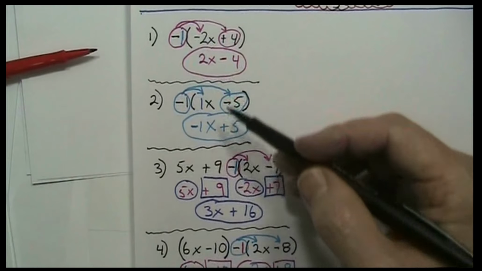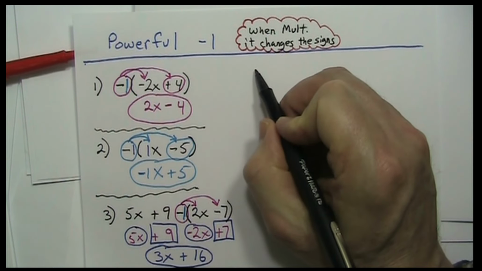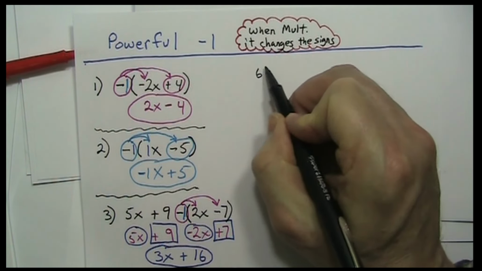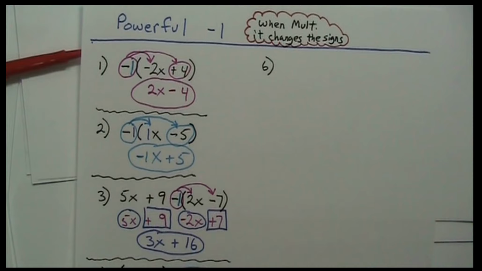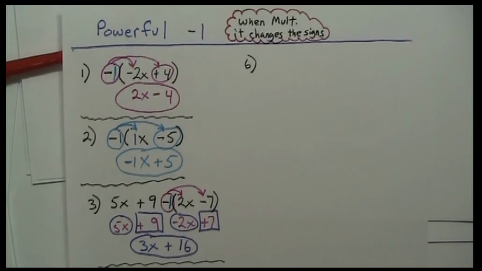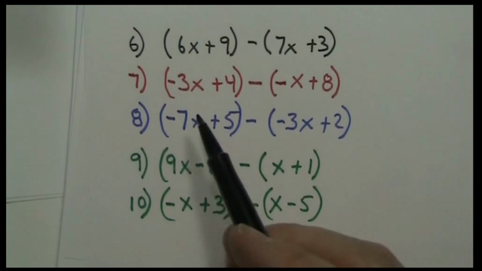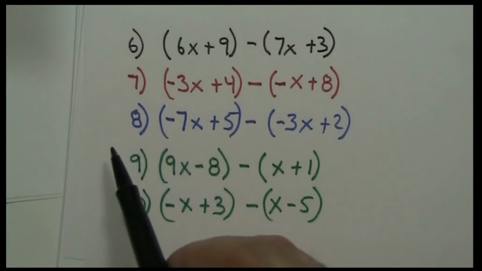Now that we've done 5 problems together, you're going to go ahead and do 5 other ones on your own to the side. And let me go ahead and list those out for you. And you can just do them on the same paper right to the side, if you have room. Okay, so here are the remaining 5 problems.